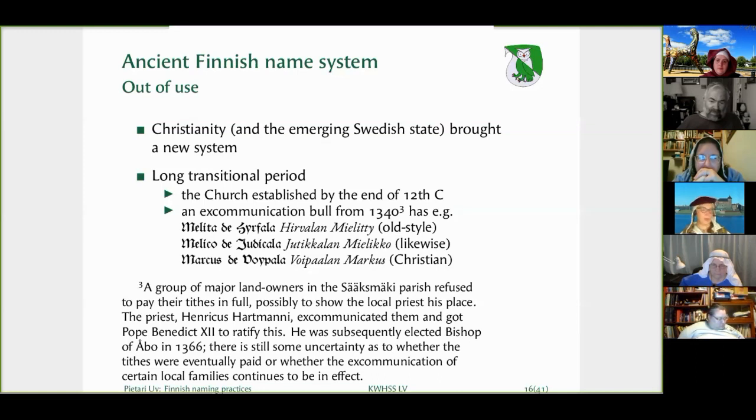While these belong to the pre-Christian system, at this point it's not really right to call them pre-Christian or pagan anymore, because these people were clearly Christian. No point excommunicating a pagan for refusing to pay his church tax.